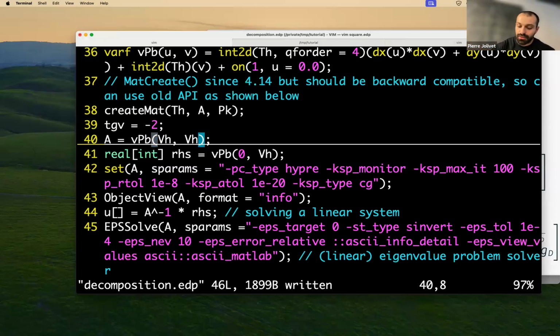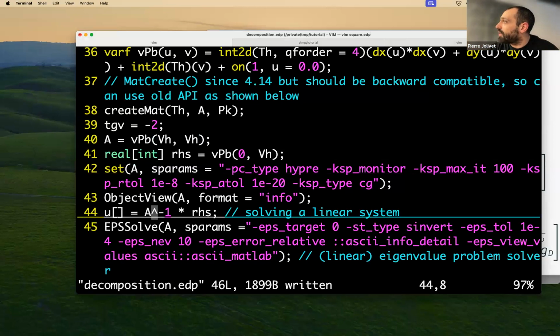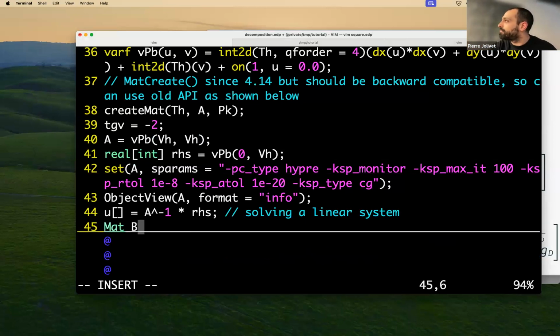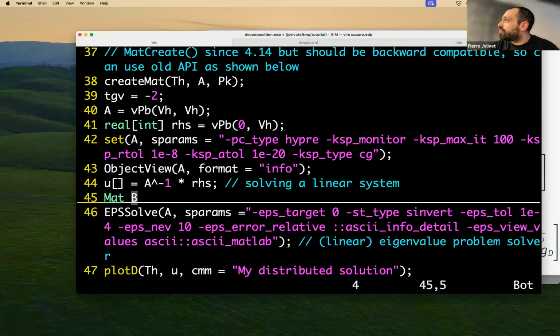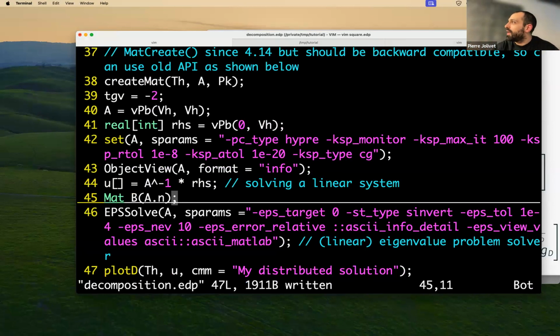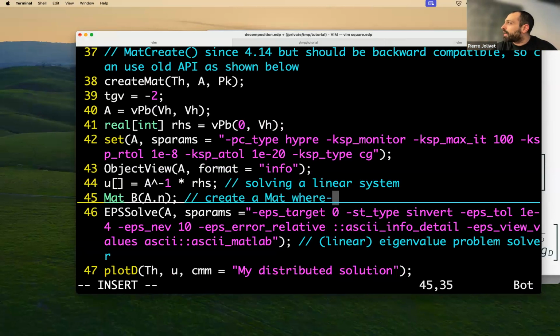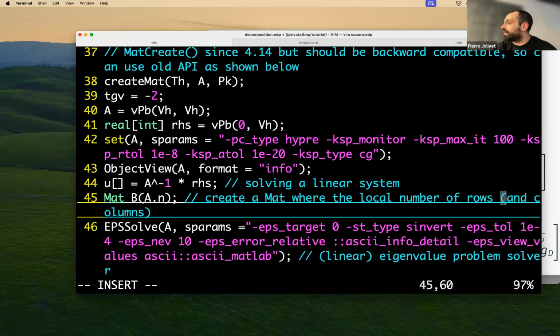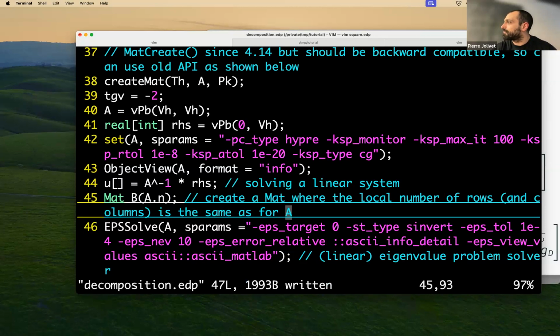Okay, so to do that, I can just define a new Mat. And the Mat will have exactly the same distribution as A, so I can do something like A dot n. What this call will do is basically create a Mat where the local number of rows and columns, because this is a square Mat, is the same as for A. And in this Mat, I will just put the identity matrix.